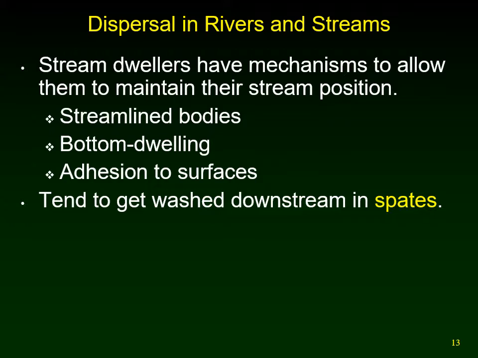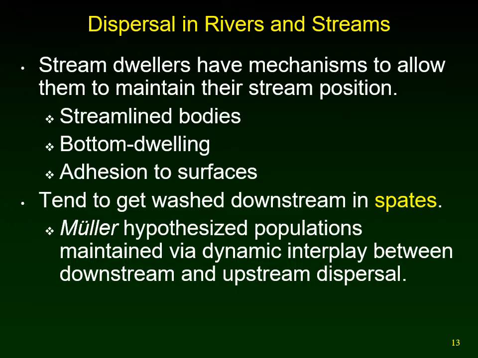Typically, through various techniques, organisms are going to stay in the area where they were born and live close to it. But occasionally they do get washed downstream rapidly. A study by Mueller hypothesized that populations are maintained via a dynamic interplay between downstream and upstream dispersal. So organisms can move downstream and upstream, but they tend to move a little up and a little down and stay in a fairly stable area.